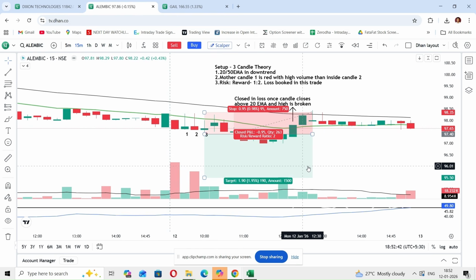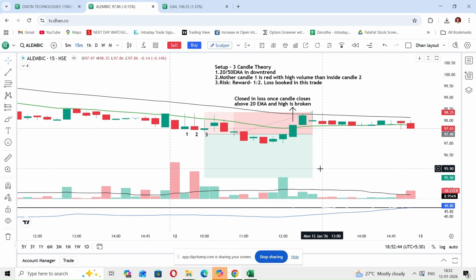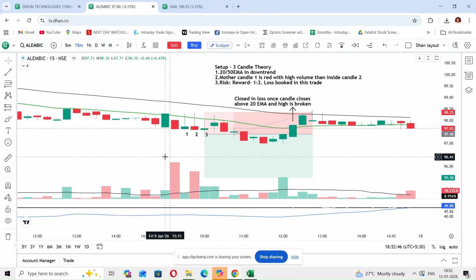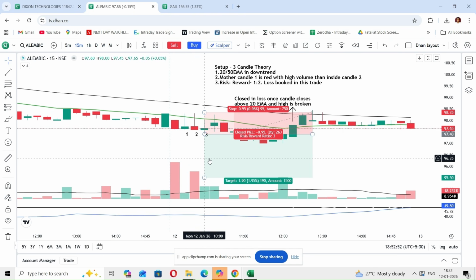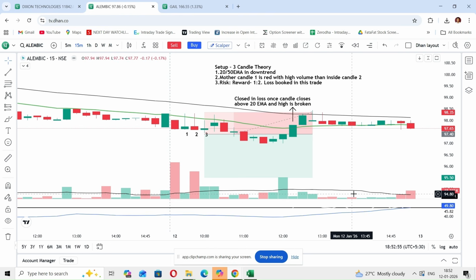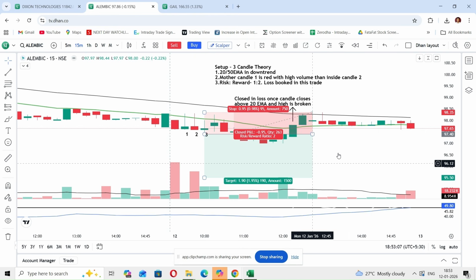Now I took another trade, that is Alembic. Here the setup formed was the three candle theory. Here, if you see, candle 1, candle 2 and candle 3. Most of the traders were asking me to explain the trades in detail because they were not able to understand exactly how a trade should be taken. So that is why I am explaining here in detail.